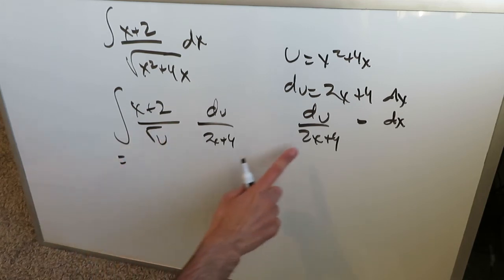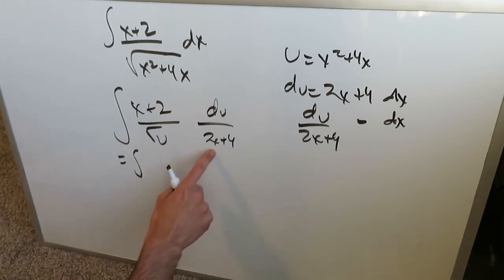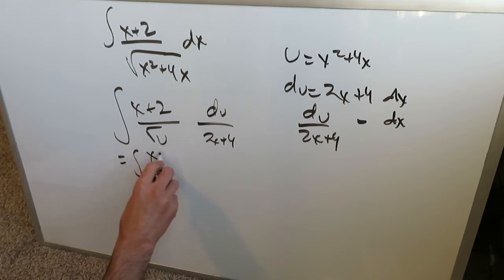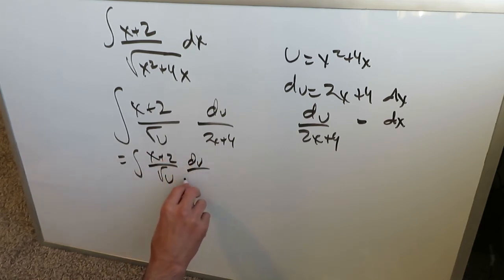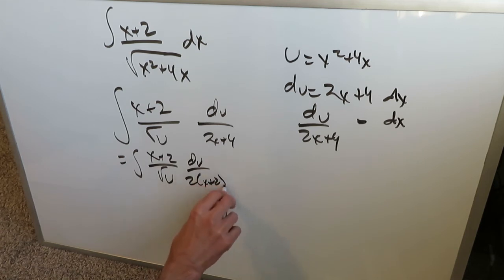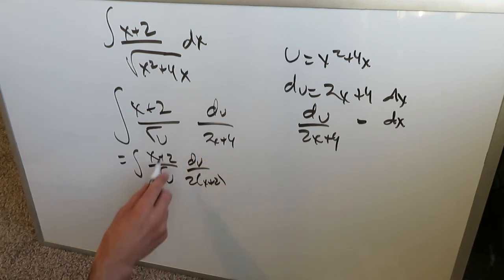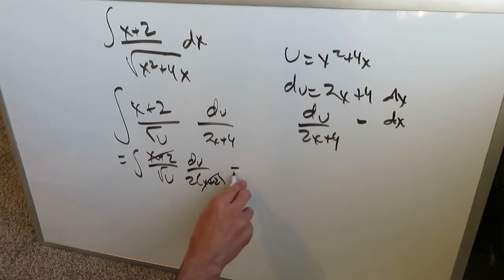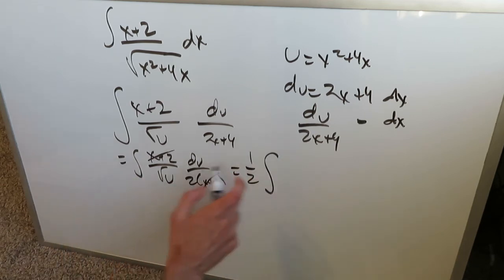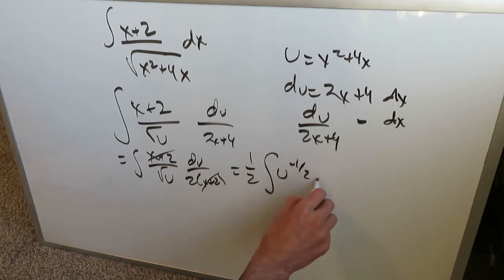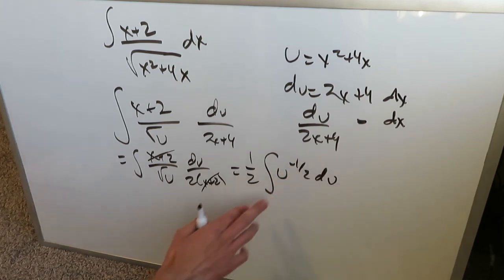Now look over here, this 2x plus 4 can be factored, isolated. Look over here, x plus 2 over root u du over 2 into x plus 2, because you can factor out a 2 from here. Now you suddenly have things which cancel out. This 2 can come out, 1 over 2, bring this root u up with the negative exponent du. You essentially have this left which has to be integrated, which is not hard.